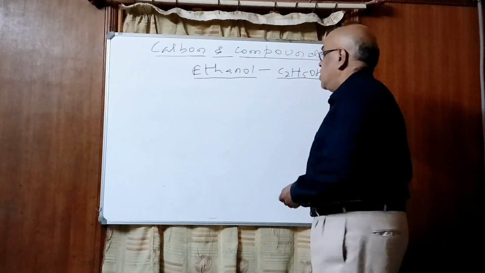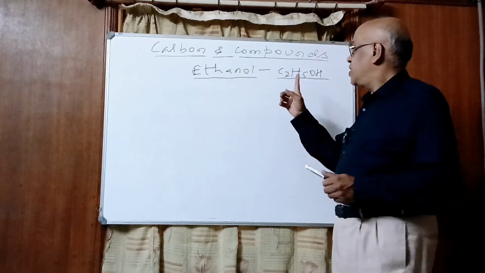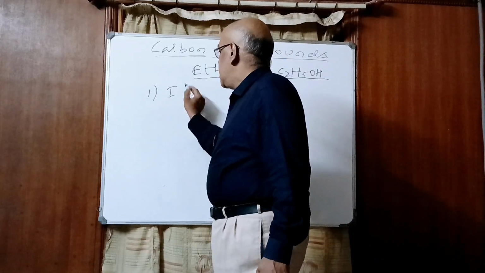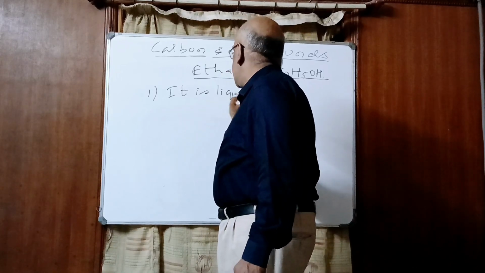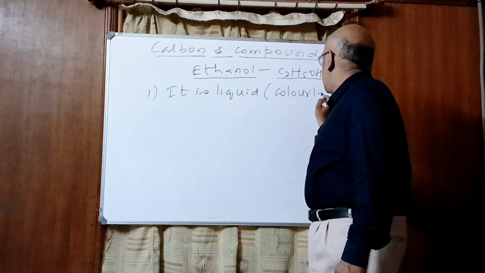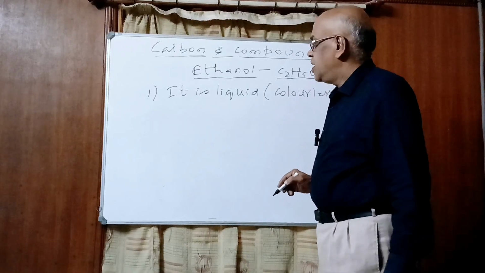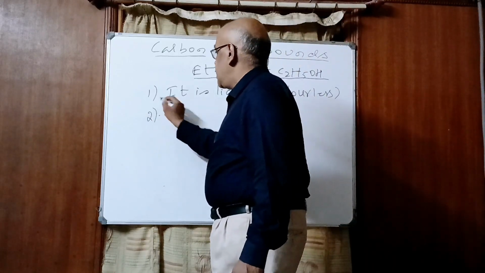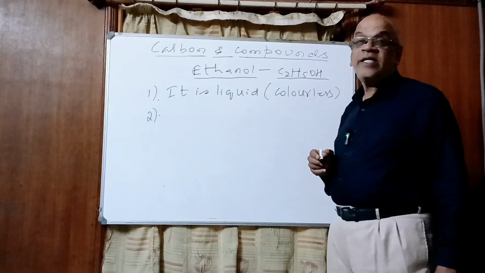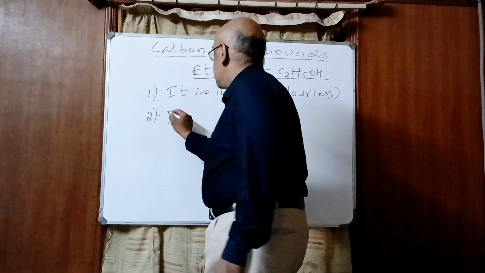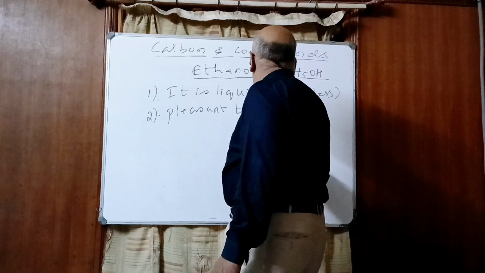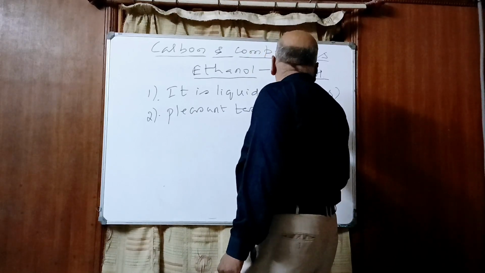The first commercially used organic compound, children, is ethanol with the molecular formula C2H5OH. The first point: it is a liquid at room temperature. What kind of liquid? A colorless liquid. It has no color. Understood? Second point, children, it has a pleasant smell. When you smell it, it is very pleasant, and it has a burning taste. Pleasant smell and burning taste.